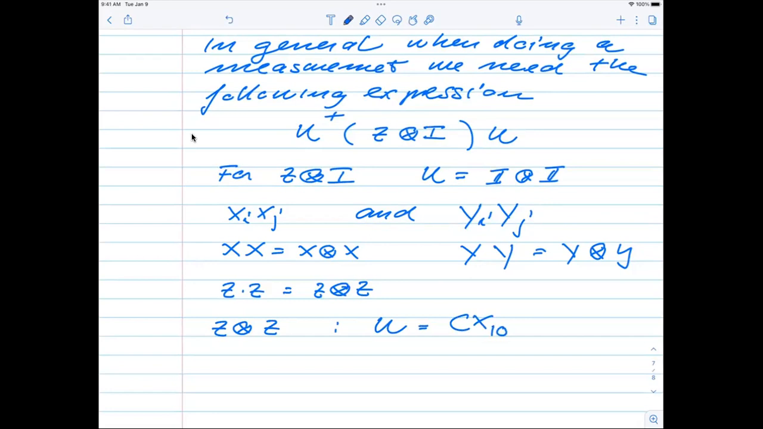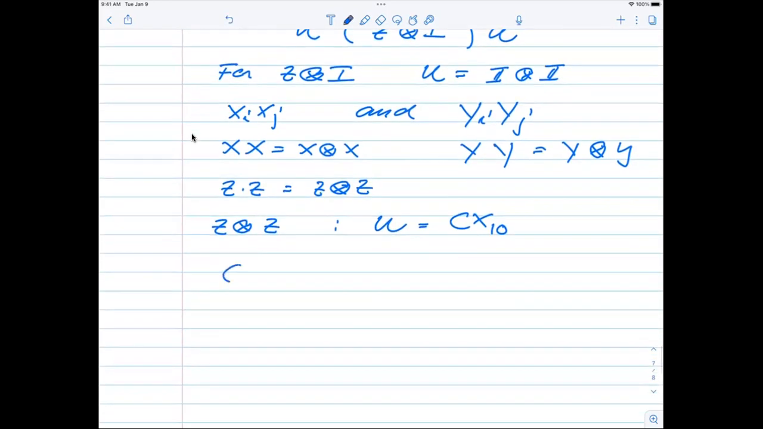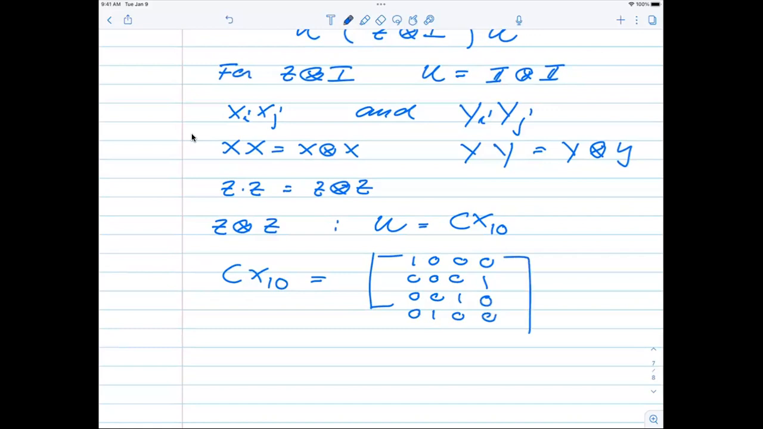And this controlled knot matrix, let me just remind you of what that one looks like. This CX10 is a matrix which looks like this. There are tons of these matrices: 1, 0, 0, 0, then 0, 1, 0, 0, then 0, 0, 0, 1, and then 0, 0, 1, 0, if I got this right here.